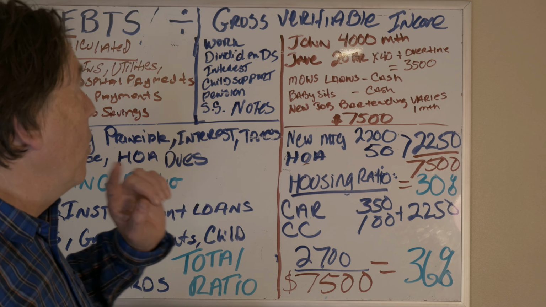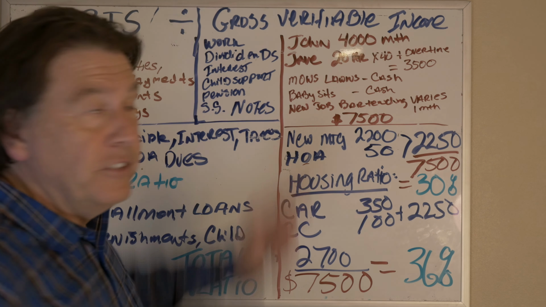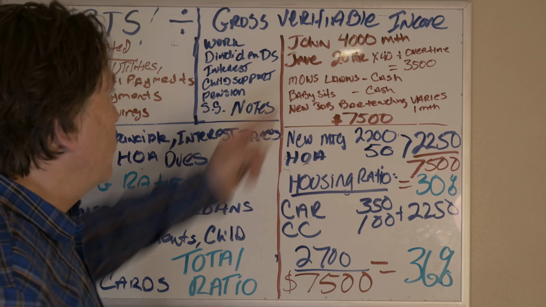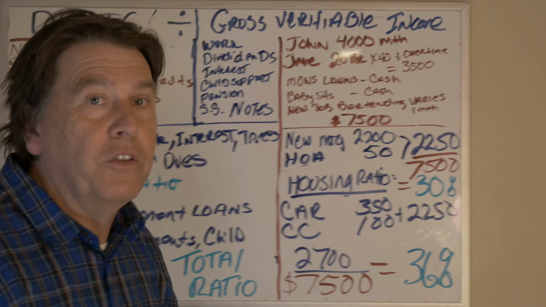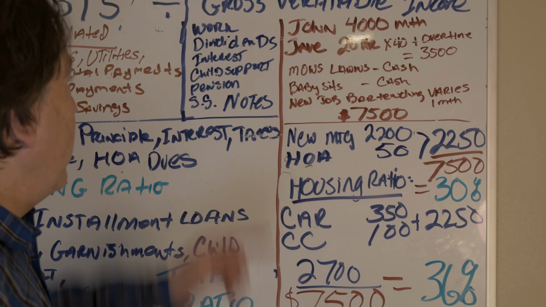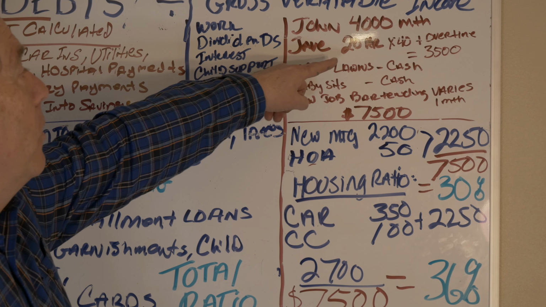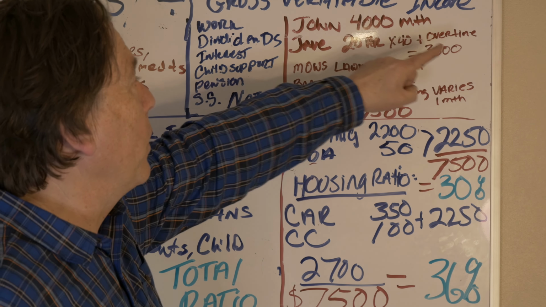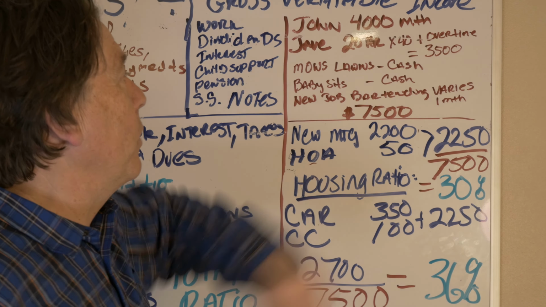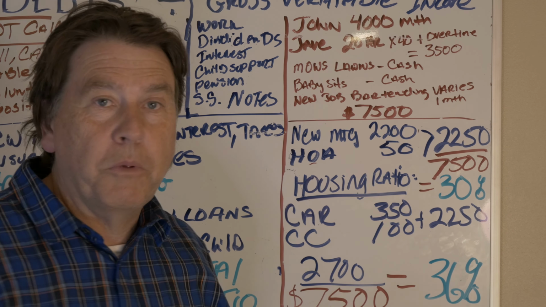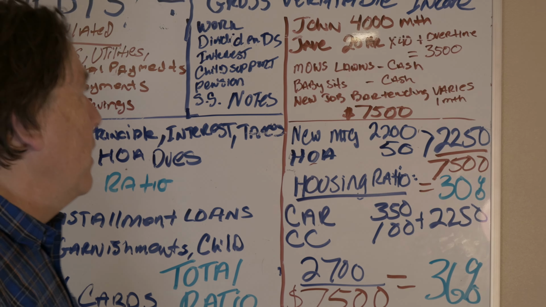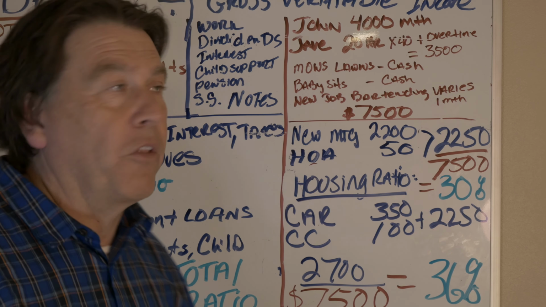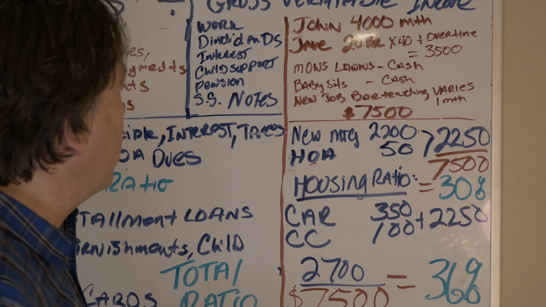So now I want to show you a scenario about John and Jane and their situation and what type of ratios they're looking at. So John has a regular job and he receives $4,000 a month salary. And Jane has been working at her job for over 2 years, and she works $20 an hour. She works 40 hours a week, plus she gets overtime. So her history over the last couple of years has shown that she's been making $3,500 a month. Now there's a way that we calculate that income, and we can go into more detail on another scenario. But for here, we'll look at this.